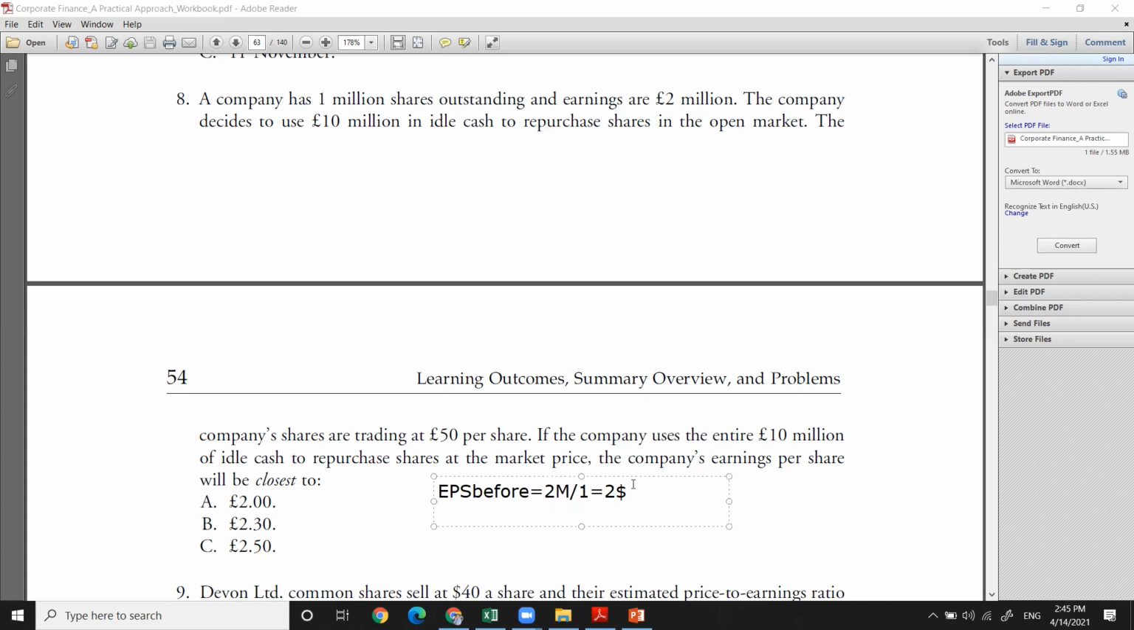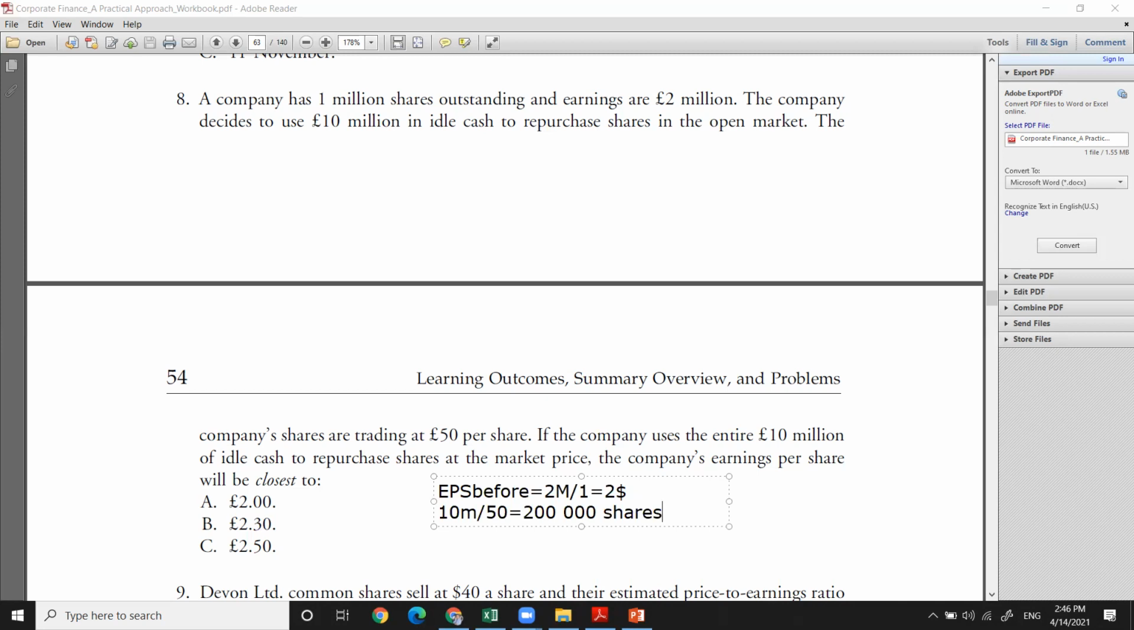And after that, we need to estimate EPS after buyback. But in order to estimate the EPS after buyback, we need to know how many shares we have repurchased, not in terms of dollars, I mean in terms of the number of shares, which is very easy to do. We know that we're going to use 10 million of idle cash to repurchase shares at $50 per share. That would give us how many shares will be repurchased. 10 million divided by 50 equals 200,000 shares repurchased. This is what we know.